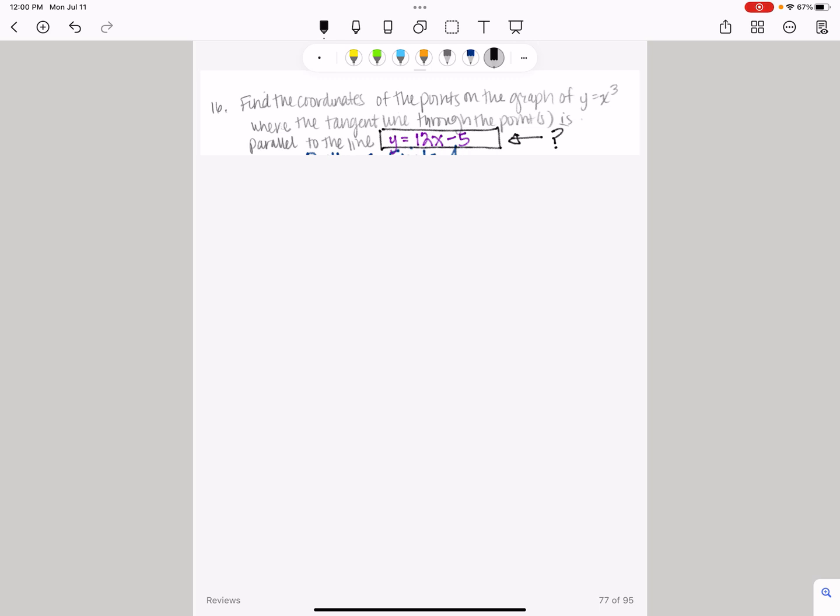Therefore, when I made the answer key, there was no answer for number 16 because it was not a complete problem. So if I just make the line y equals 12x minus 5, what that means is I've got this graph of y equals x cubed. I'm going to draw a quick picture. Here's y equals x cubed. And I've got another line, y equals 12x minus 5. So somewhere it's got a y-intercept of -5, and it's got a pretty steep slope of 12.